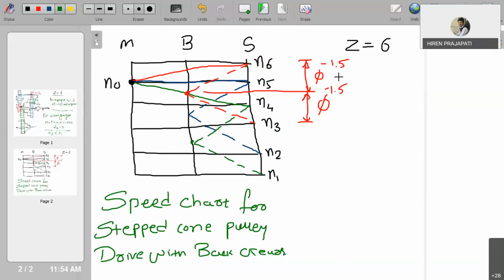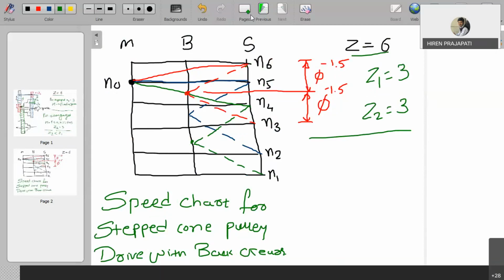By using the back gear, what we do is double the number of speeds. So in total we want Z equals 6. The first set of 3 speeds we get without back gears and the next 3 using back gears, right? Now if you have any doubt, you can ask a question. Otherwise, we'll start to solve one problem. Any question or query on the ray diagram or the speed chart of the stepped cone pulley drive with back gears?